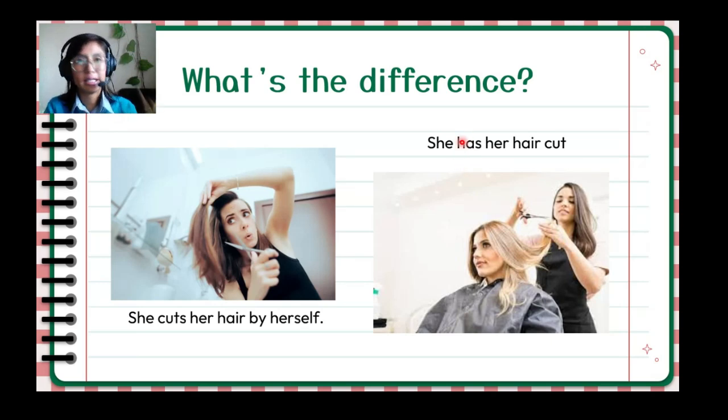It can be get or have in the present, in the past, in the future, in the continuous, doesn't matter that. But the structure is have something, in this case the something is the hair, and done represents the verb in participle. Cut is the same in the three forms: cut, cut, cut. So she has her hair, I'm going to mark it here, her hair, this is the something, and here we have the verb cut.